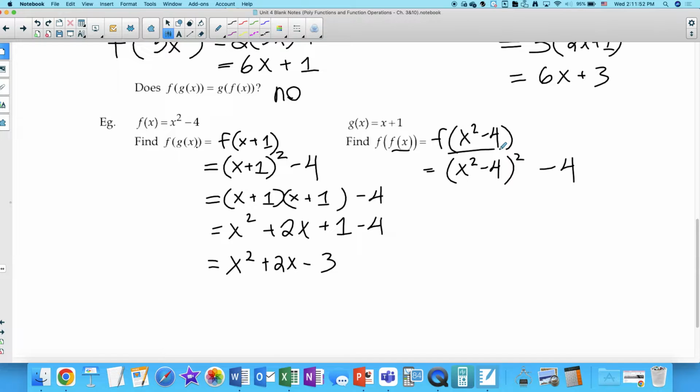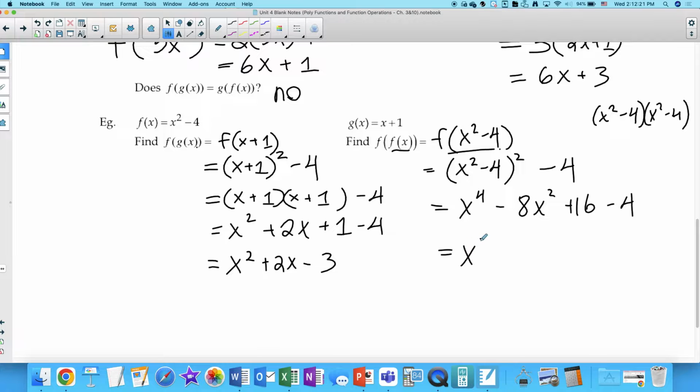Okay. And then again, yeah, we would sort of want to expand this and simplify, collect like terms. So x squared minus 4 squared. Let's see, that's x to the 4 minus 4x squared minus 4x squared minus 8x squared. And then plus 16 minus 4. So x to the 4 minus 8x squared plus 12. Okay?